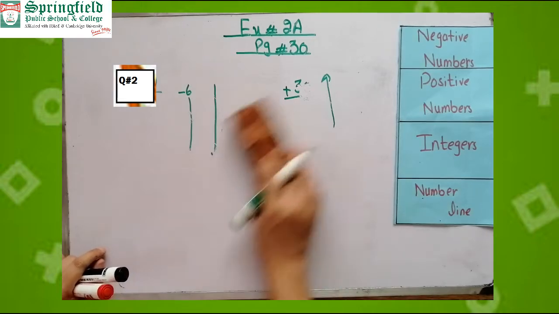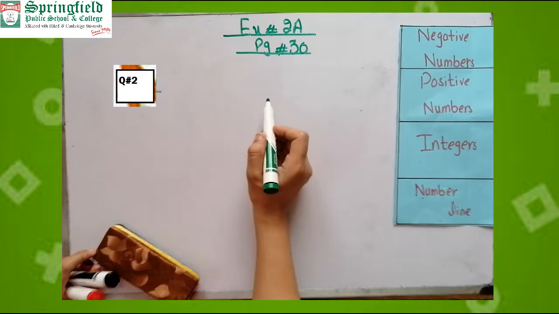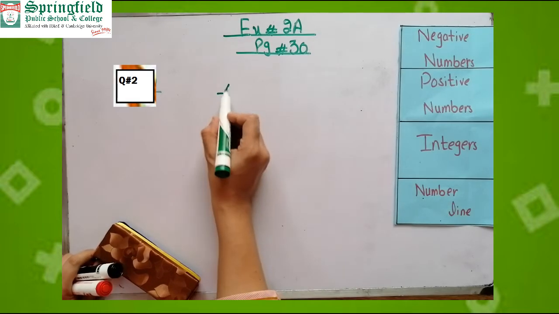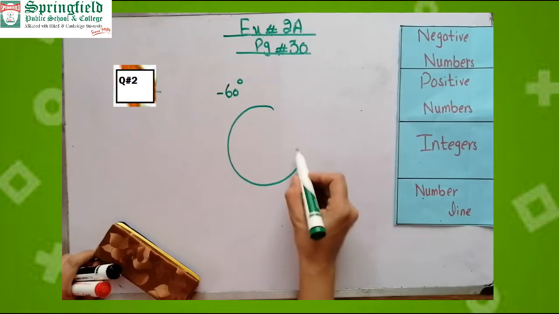minus 60 represents a clockwise rotation. Minus 60 means we are saying that minus 60 degree represents a clockwise rotation, just like this one.